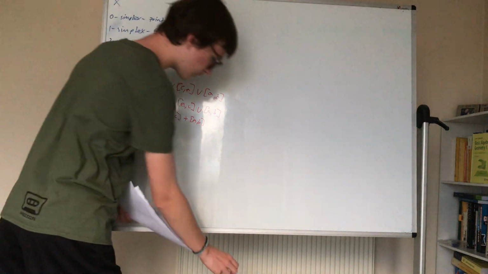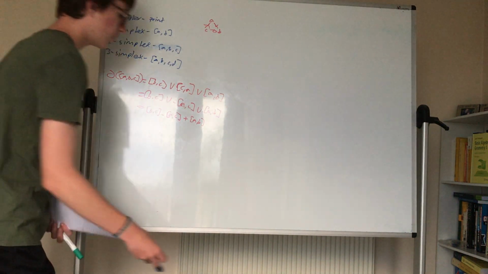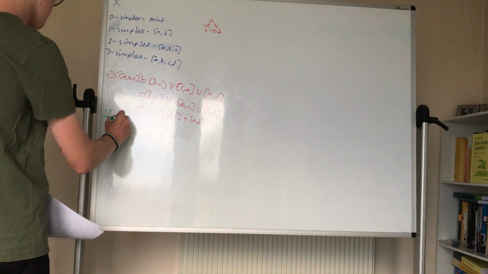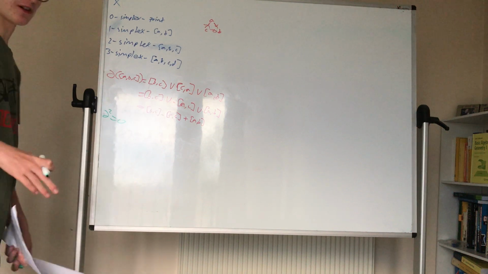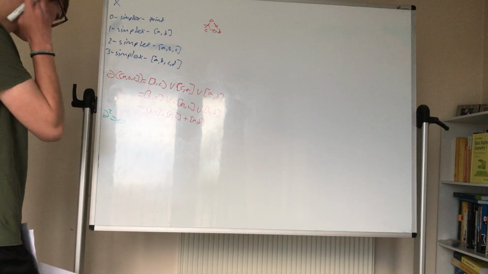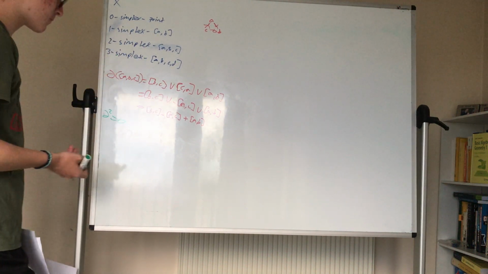The fact is that if we do the boundary operator twice, we indeed just get 0. So partial squared is just 0. Now let's demonstrate this for this lower dimensional case. So we'll define the boundary of BC as just B minus C.